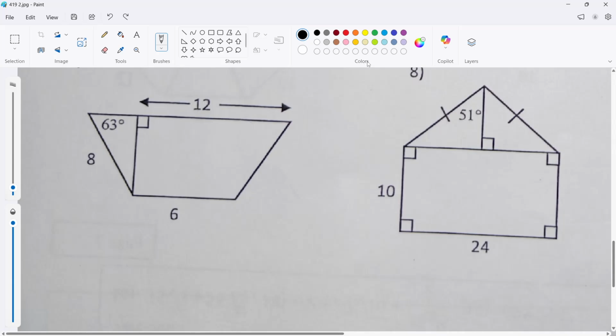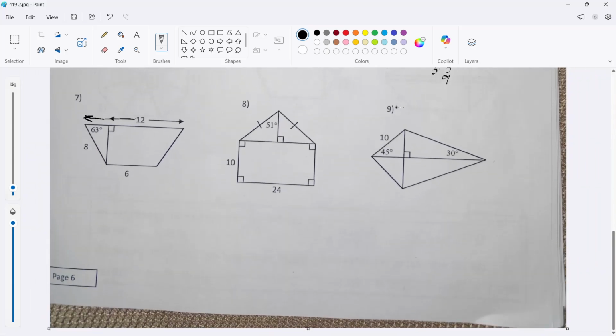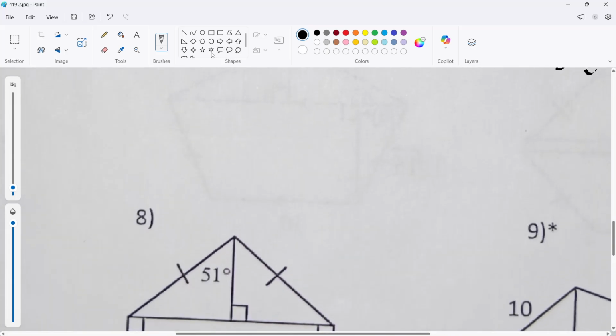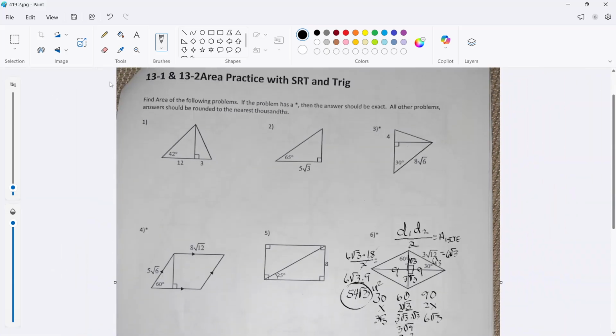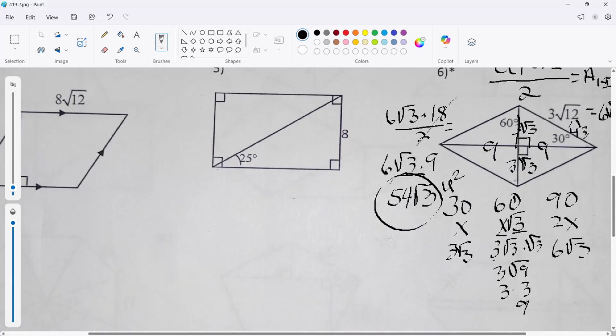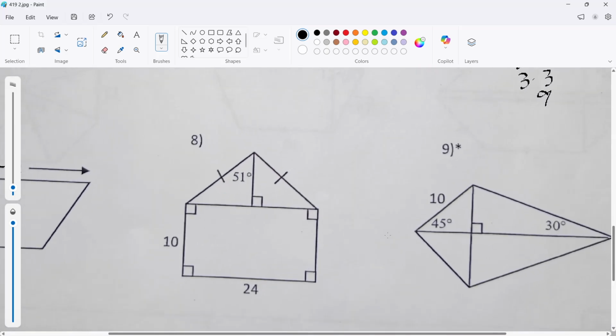But that depends on this whole thing being 12, which, again, I think that's what their intention was. Okay, number 8. I already know it wants... am I even doing these right? Am I getting the right answer? Find the area. It says find the area of the following problems. I think it means the following figures.